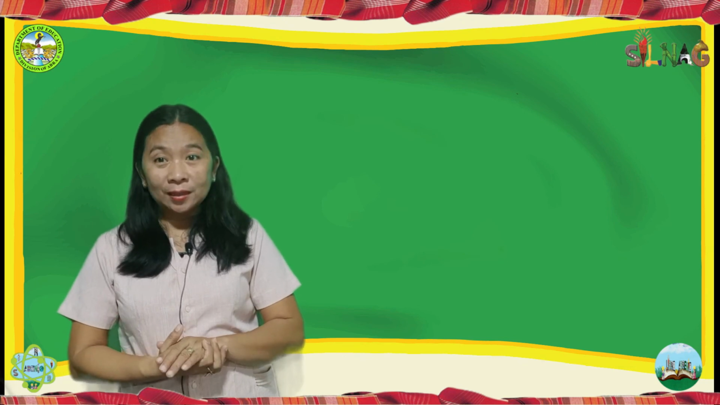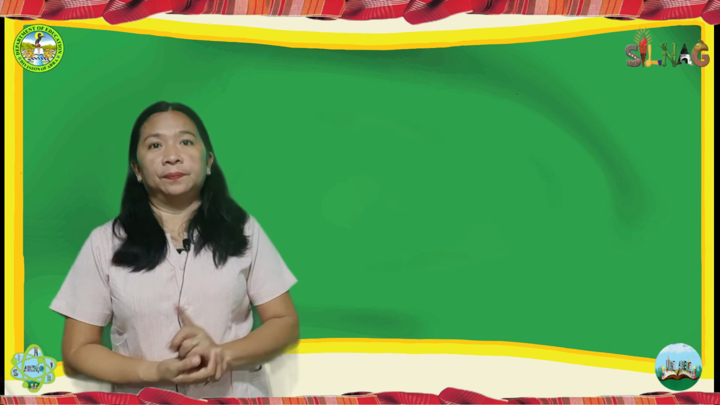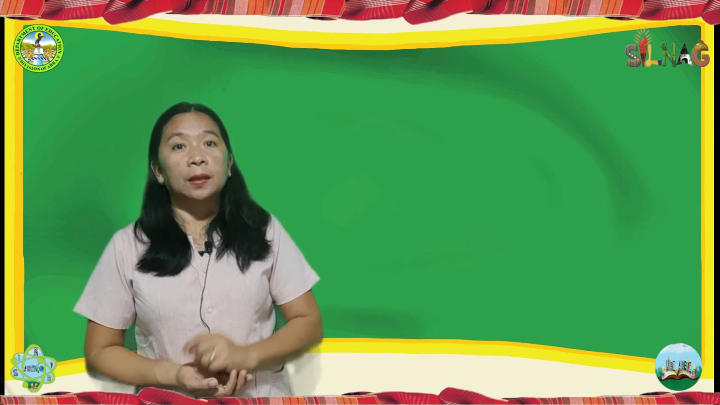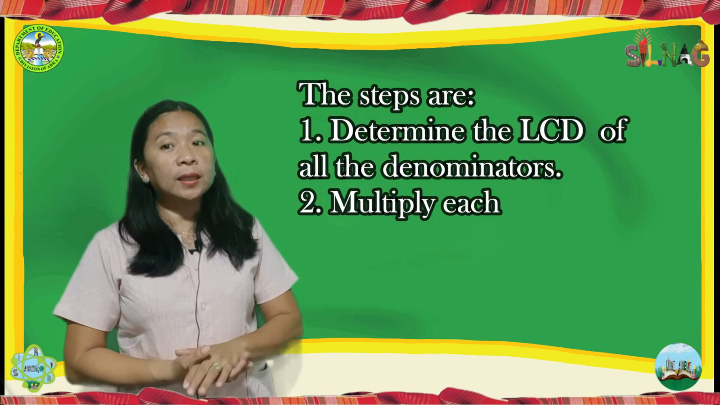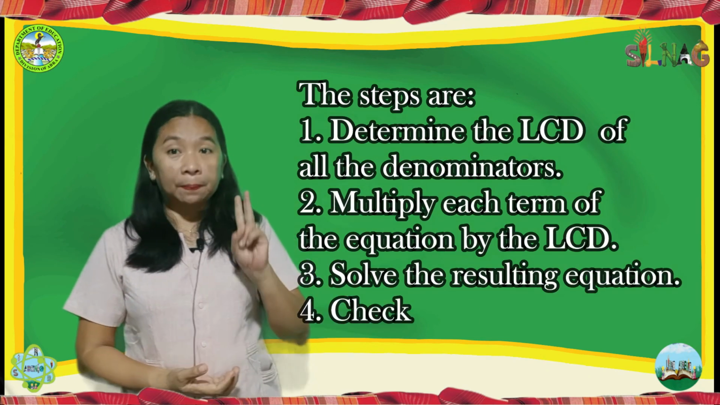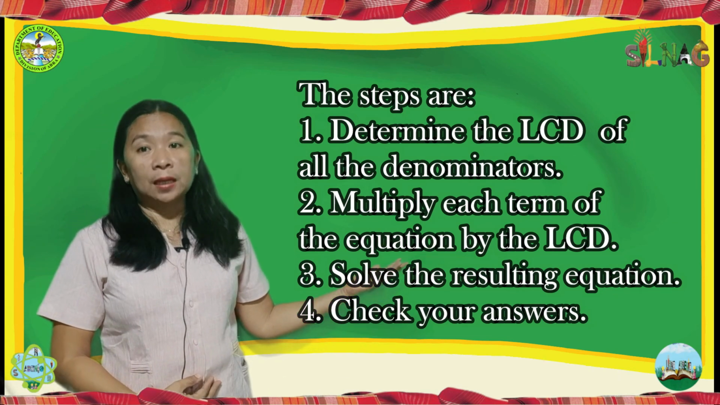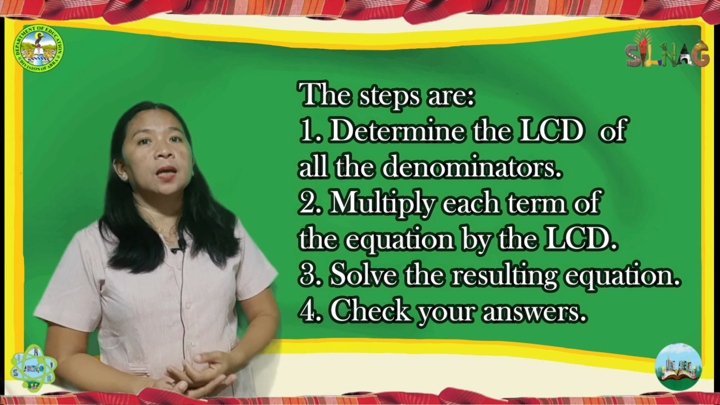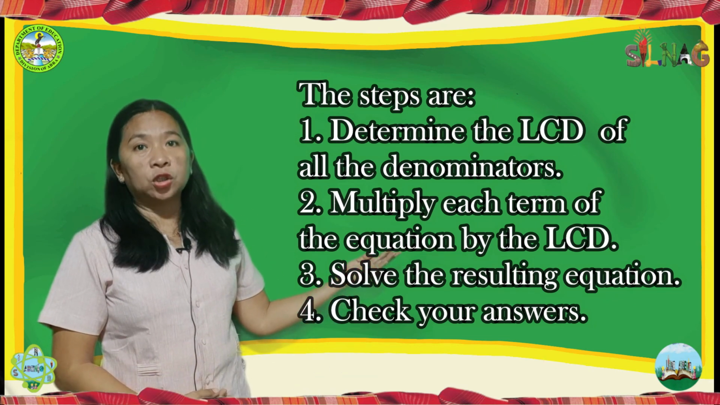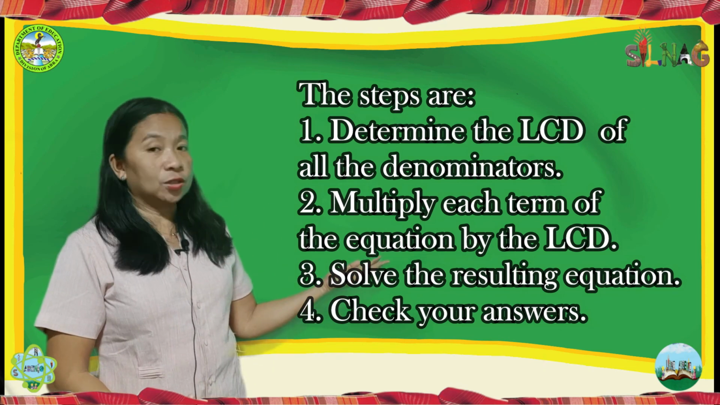Who will volunteer? Excellent! The steps are: number 1, determine the LCD of all the denominators. Number 2, you multiply each term of the equation by the LCD. Then number 3, solve the resulting equation. And then number 4, check your answers.